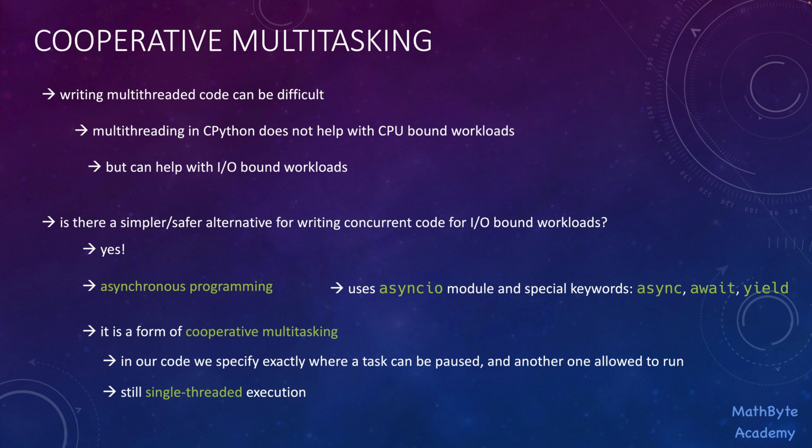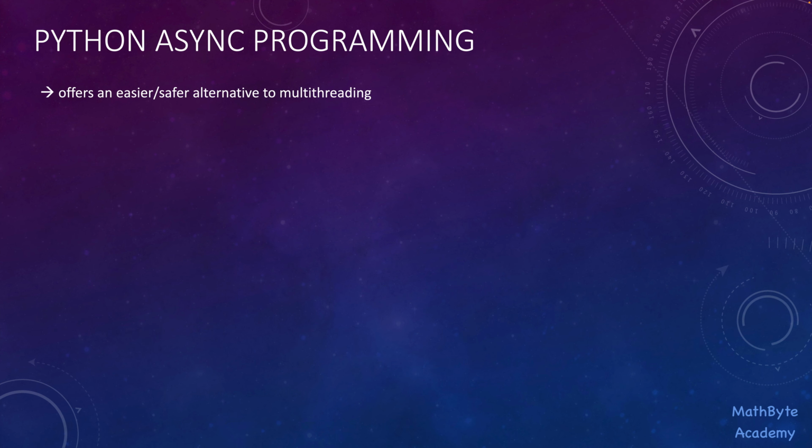Now, this is still single-threaded execution. We are still in Python. We're still stuck with the GIL. We still have essentially one thread at a time. But we can still significantly improve the performance for the IO-bound workloads for the same reason that we saw just now when I had those two threads running with an IO-bound workload. We get the same advantages with asynchronous programming, but it's cooperative instead of preemptive. So Python async programming offers an easier or safer alternative to multithreading.